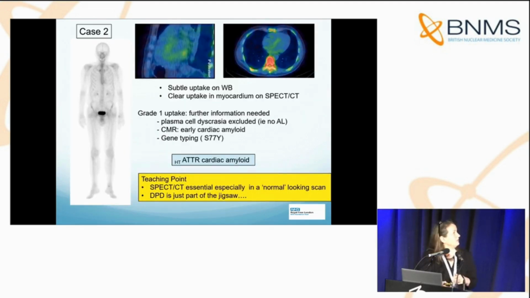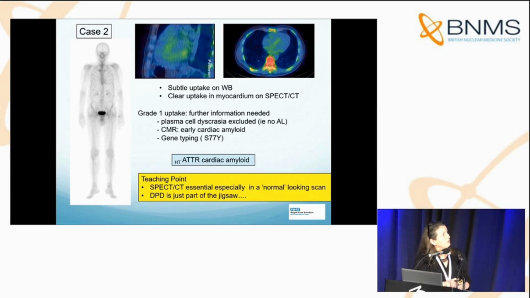So putting it all together, this patient's got very subtle uptake on the whole body scan. You can barely see it. So this is what I'm telling you in terms of you need to do that SPECT-CT in these particular cases. So we've got this subtle uptake on the SPECT-CT. Further information with this particular patient: plasma cell dyscrasia was excluded, so they don't have AL. The CMR was diagnostic of early cardiac amyloid, and the patient had genotyping, and it was S77Y.